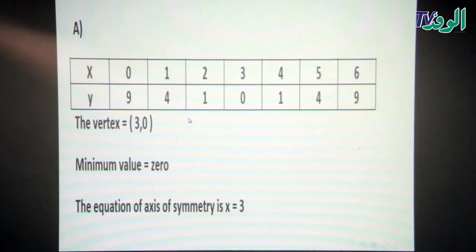The curve looks like the letter U. Its vertex is 3, 0. So since it has the shape of letter U, it has a minimum value which is 0. And the equation, this is the part that wasn't asked in the question, but I wanted to add it just in case it comes up. The equation of the axis of symmetry will be x equal 3. Okay? Alright.